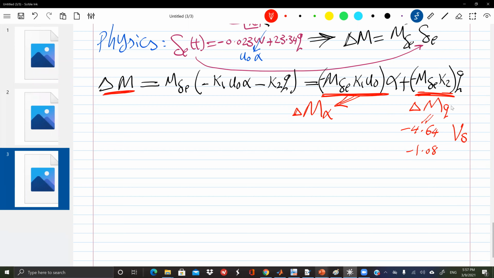Because the airplane naturally does this. The airplane senses Q, pitch rate, and applies a pitching moment opposing Q by this amount. For every Q radians per second, it applies 1.08 pitching moment. So I do the same. I sense Q by placing an actual sensor to measure Q, which is the gyro, and apply a delta elevator, which will apply a moment that is proportional to Q by this amount.